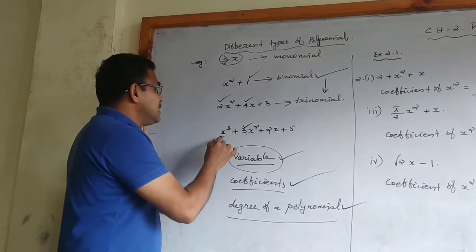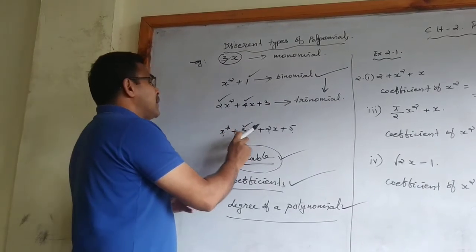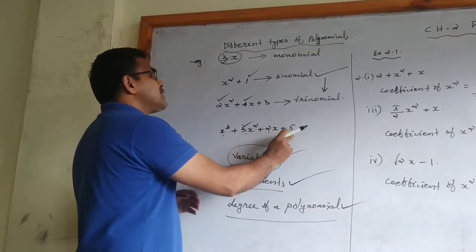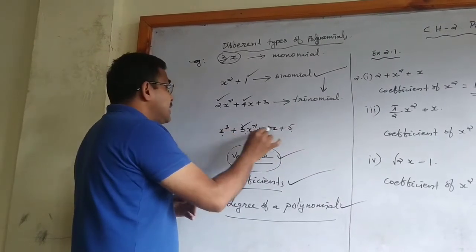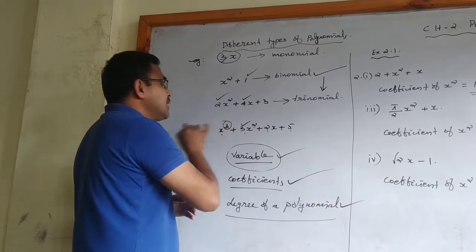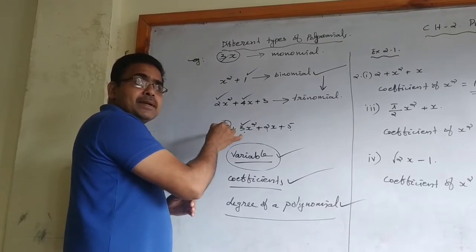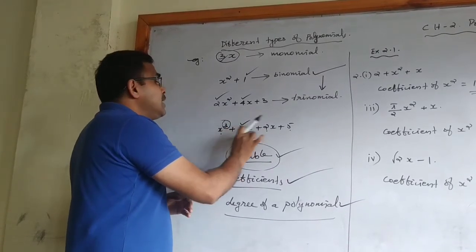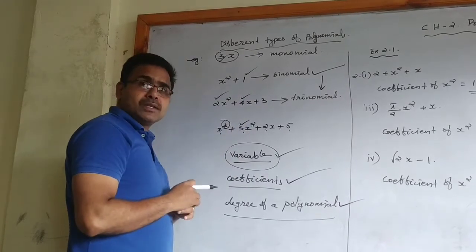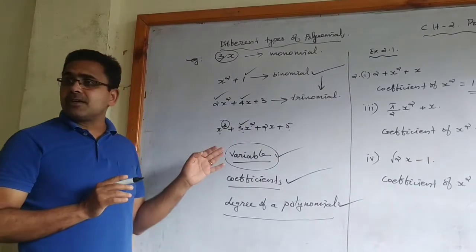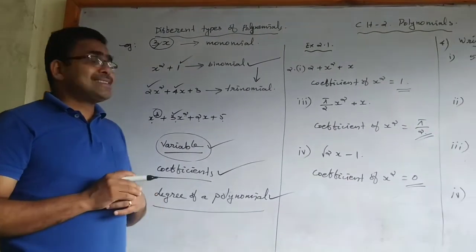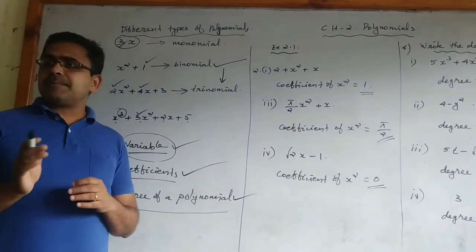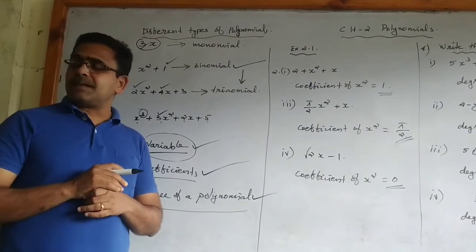For example, in this polynomial, x cube plus 3x square plus 2x plus 5, what will be the degree of the polynomial? Here the greatest power is 3. That is why the degree of this polynomial is equal to 3. Now, see exercise 1 in the textbook.